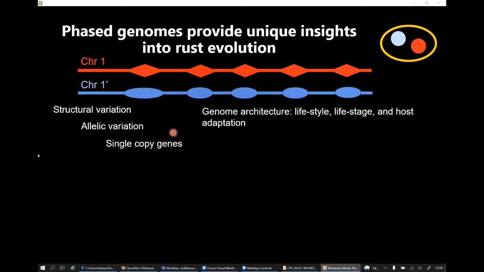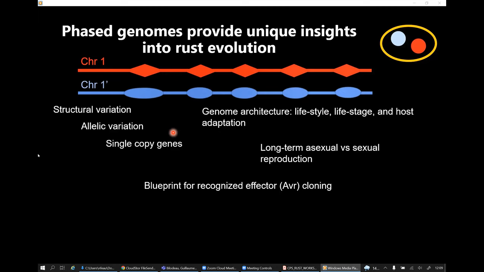I think I named some hypotheses here. It's a very exciting time. Then you can compare long-term asexual reproduction versus sexual reproduction. Of course, really complete genomes are really good as a blueprint for cloning AVRs, and we are working on this.